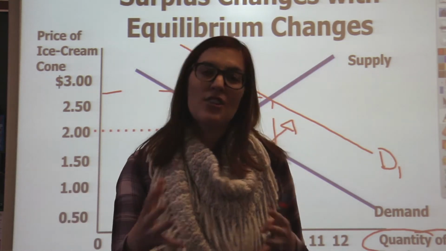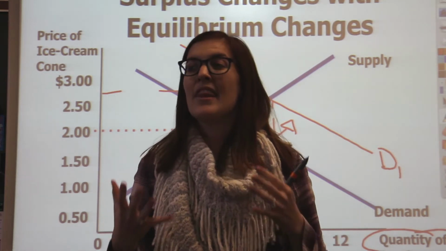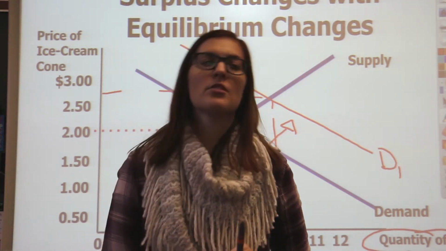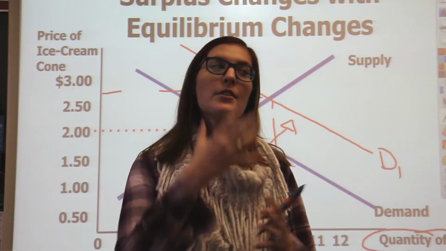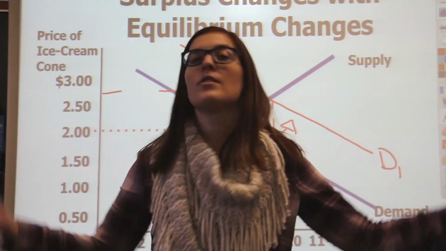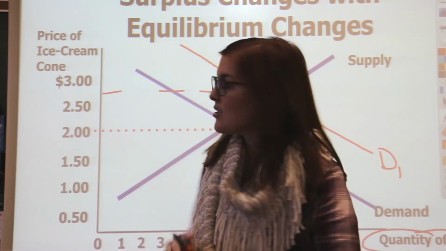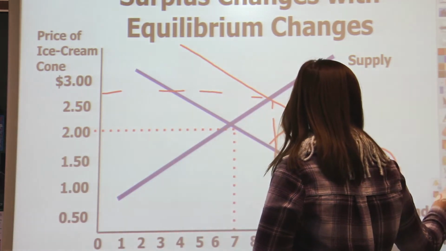And because we have a larger equilibrium quantity, then we have more room for more consumer surplus, more producer surplus, and more total surplus. So an increase in equilibrium quantity increases all the surpluses, and the opposite is true as well.